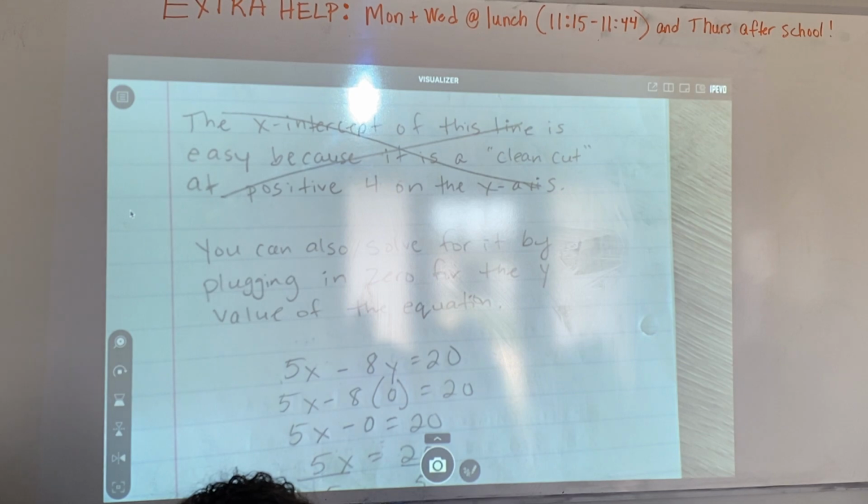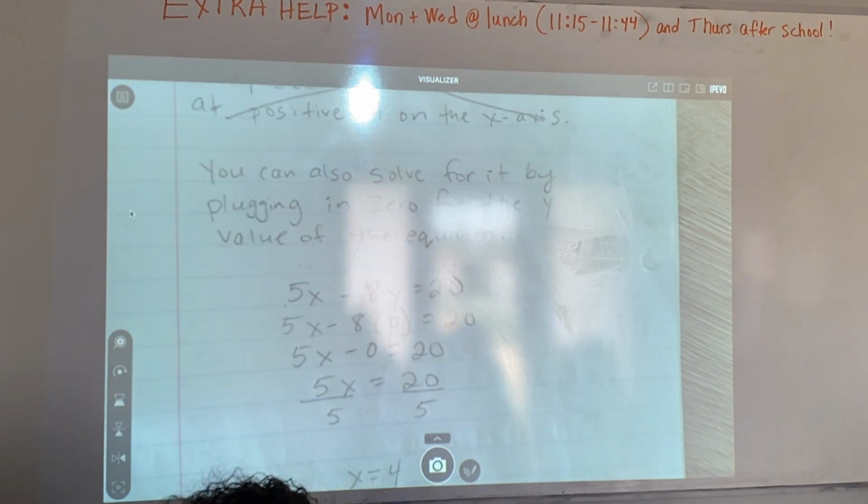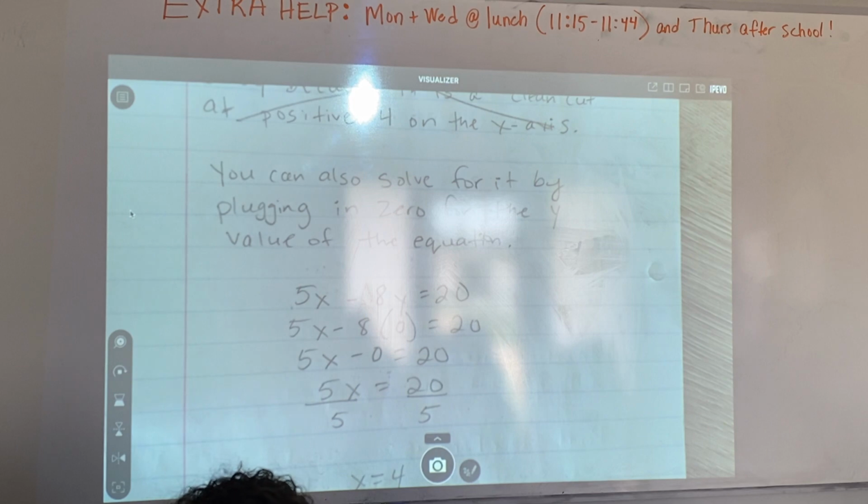It's anywhere positive or negative. If it's on the y, that means x is 0. So if we're looking for our y-intercept, we would plug in 0 for x. If we're looking for our x-intercept, we're plugging in 0 for y. In this case, we need to find both.